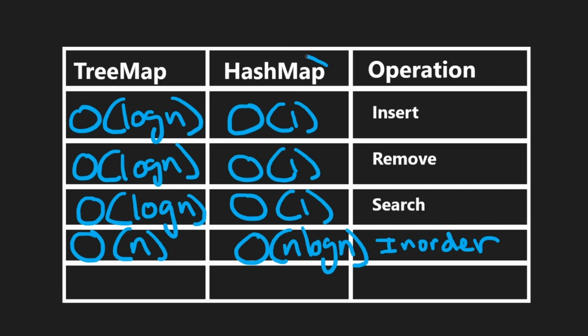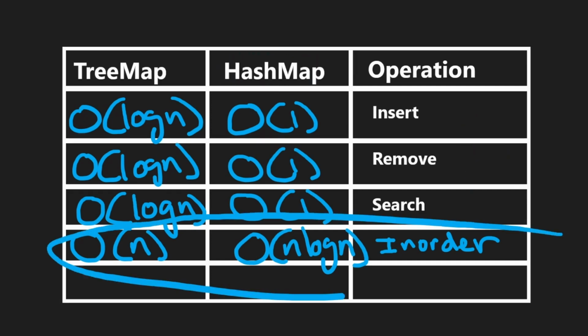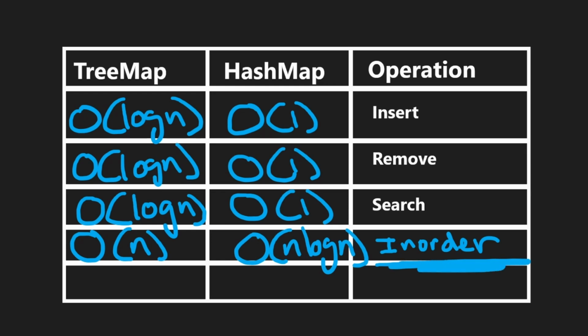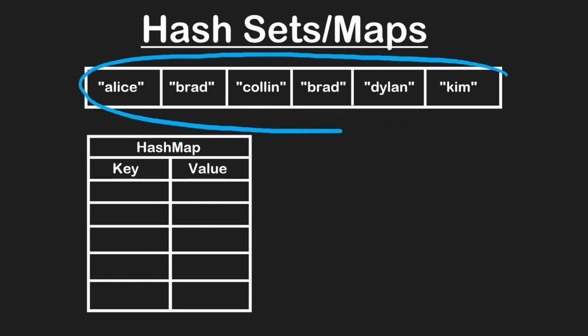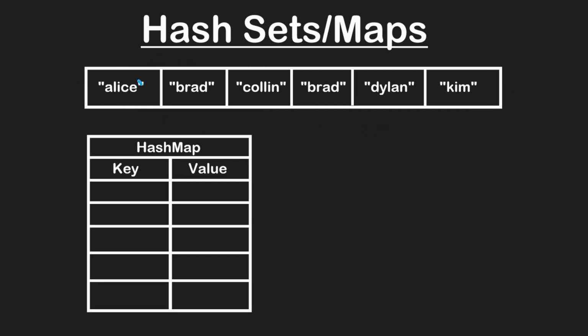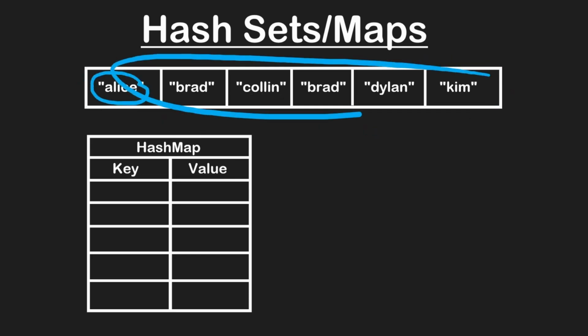So that's sort of the downside, but you can see that the positives definitely outweigh the negatives, especially if you don't need to traverse it in order and you just need to insert, remove, and search, which is what we would probably do with a phone book. Then hash maps are very important. So let's take a look at a common use case of hash maps. Let's say we were given a list of names, maybe in the form of an array, and we want to count for each name, how many times does it show up in this array?